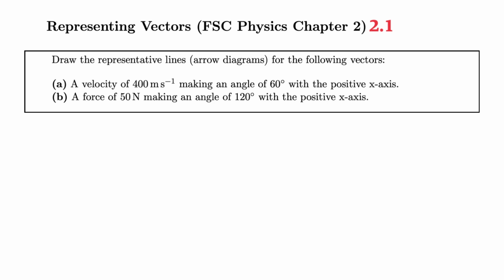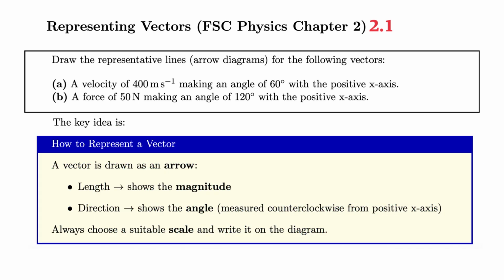Let's break it down. The main thing to remember is that a vector is shown as an arrow. The length represents the magnitude, how big it is. The direction shows the angle from the positive x-axis. We use a scale to make the arrow the right length and a protractor for the angle.